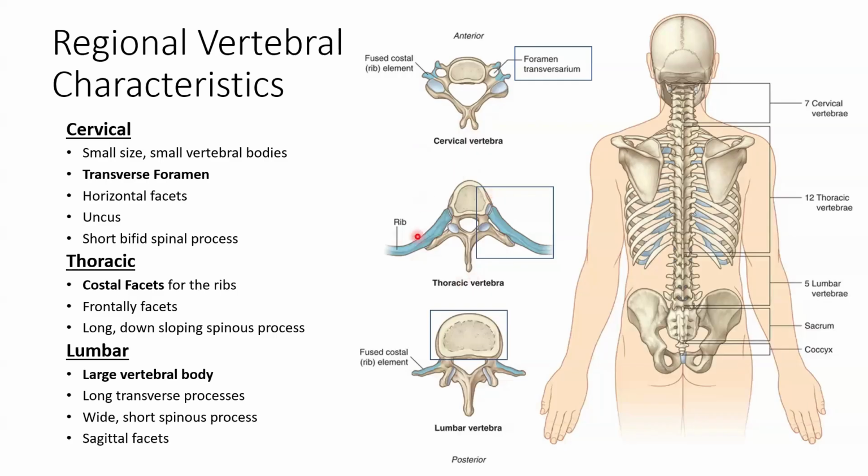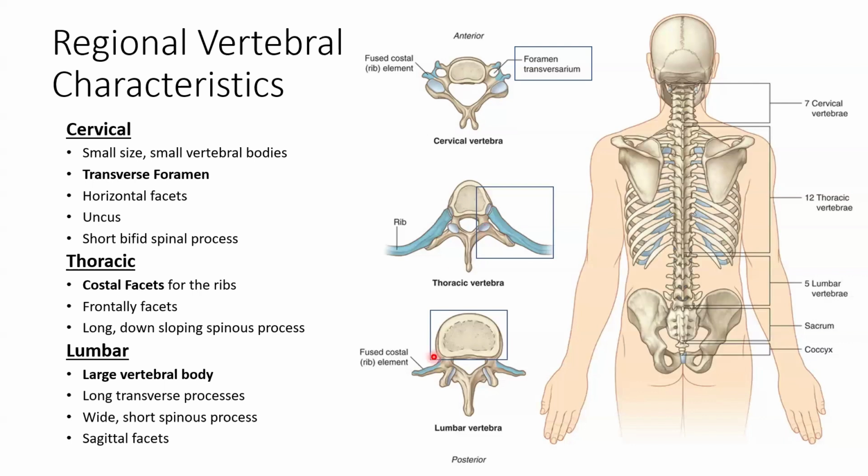Most distinguishing feature in the thoracic spine are costal facets for the ribs. So thoracic spine associated with the thoracic cage, associated with ribs. And so we get facet joints for articulation with the ribs. We also get frontally oriented facet joints and downsloping spinous processes, which we will look at in a moment.